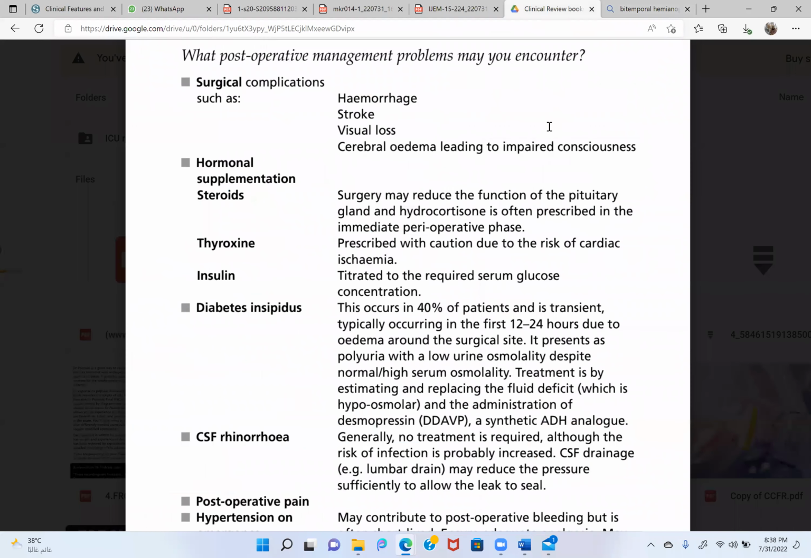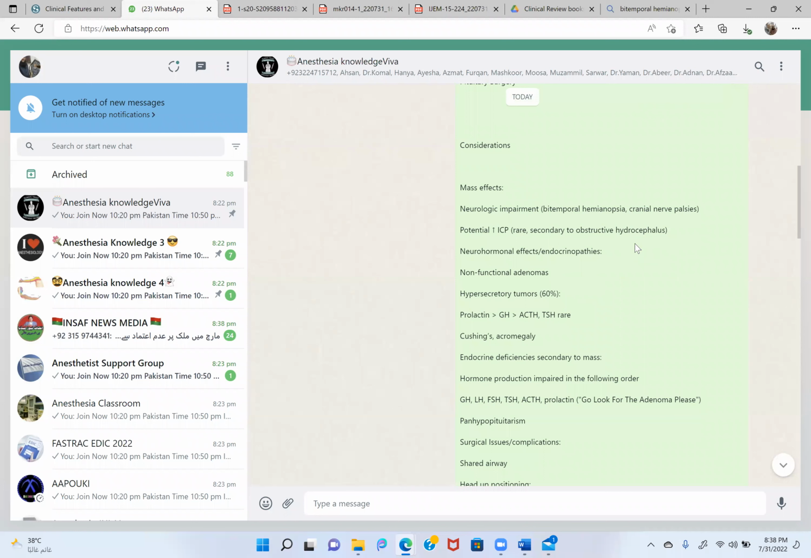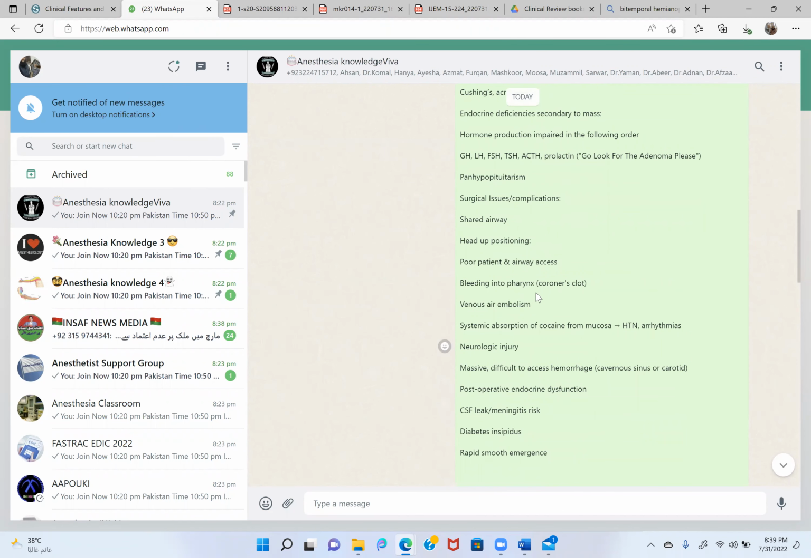Okay. Anyways, I will suggest you to have a look at it, because I cannot recall. But this is about the optic pathway. And usually it is the opposite side of the vision which is gone. Okay, like any other neurosurgery, there will be chances of increased ICP, any cranial palsy, any neurological weakness. So you should know about it. So that's what they have written: shared airway, head up position, tube may be dislodged, there may be airway bleeding, venous air embolism. Okay, like any other neurosurgery.